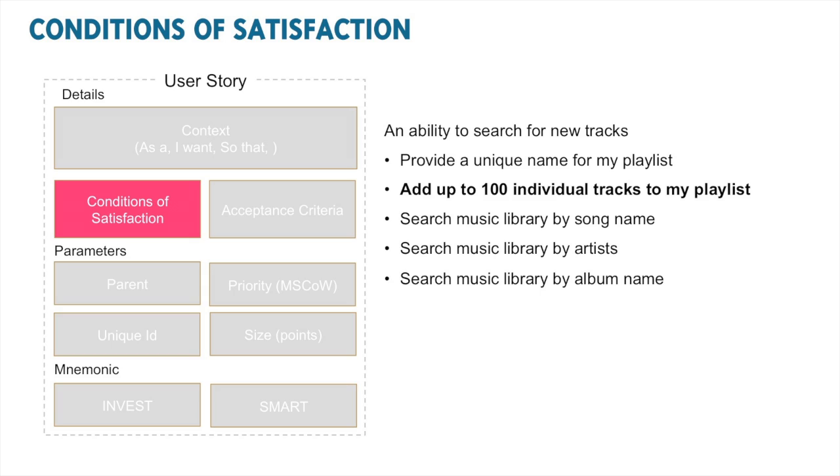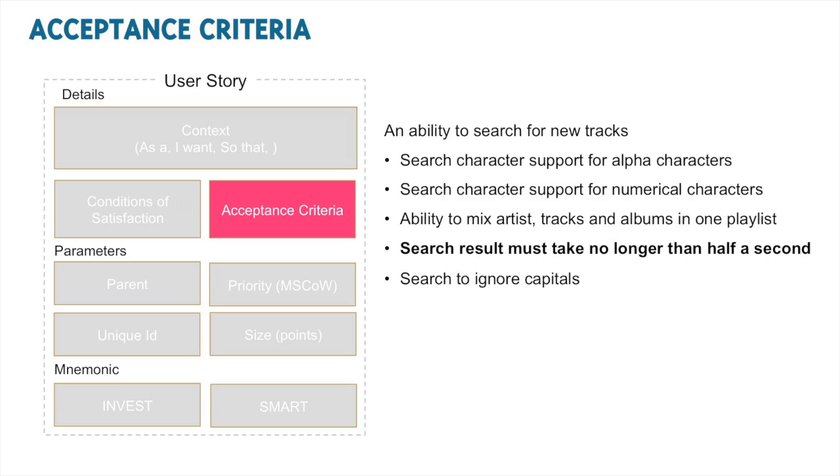Here's a few suggested conditions of satisfaction for the user story: an ability to search for individual tracks, add up to 100 tracks in the same playlist. The acceptance criteria is also presented as a list, but this time produced from the perspective of implementation. Therefore, it typically describes operational tolerances, provides an insight into a suitable test approach and the operational environment. Here's a few suggested acceptance criteria for the same user story: an ability to search for individual tracks. Search results must be returned within half a second.